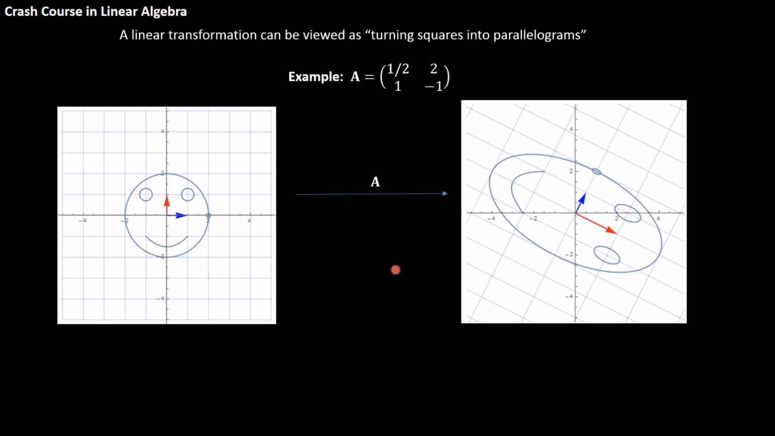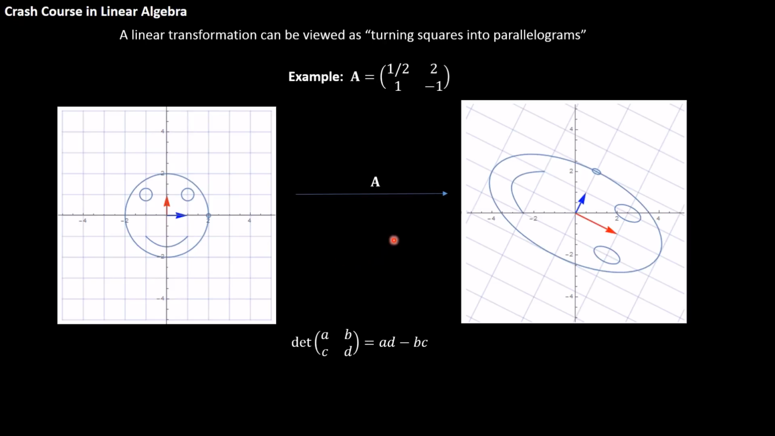But anyway, so as I was saying, squares turn into parallelograms. Actually, by sheer coincidence, really, these happen to be rectangles. But in general, you get parallelograms, not necessarily rectangles.